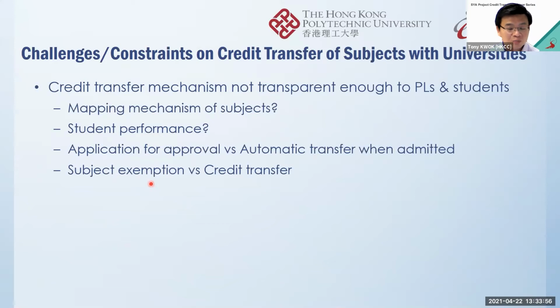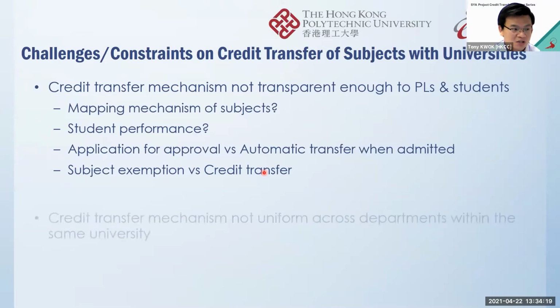And as mentioned in previous parts, some are doing credit transfer, but some other subjects are just doing subject exemption. They are different. For credit transfer, of course, from its name, it tells, right? They can transfer credits. But for exemption, they just don't need to take the subject, but they have to take other credits as well. So these are some difficulties.